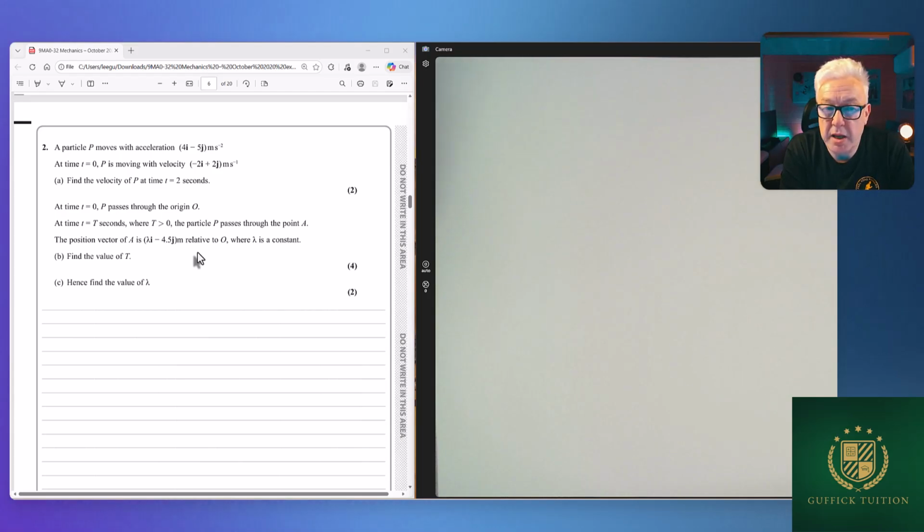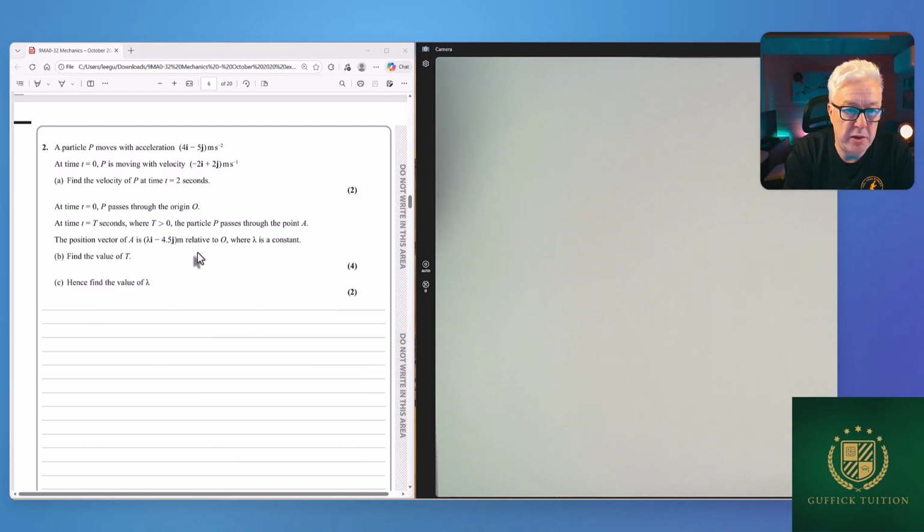Hello everyone, we've got a kind of SUVAT question here in vector form. It says a particle P moves with the acceleration 4i minus 5j meters per second squared. At time t equals 0, P is moving with a velocity of minus 2i add 2j. Find the velocity of P when time t equals 2 seconds.